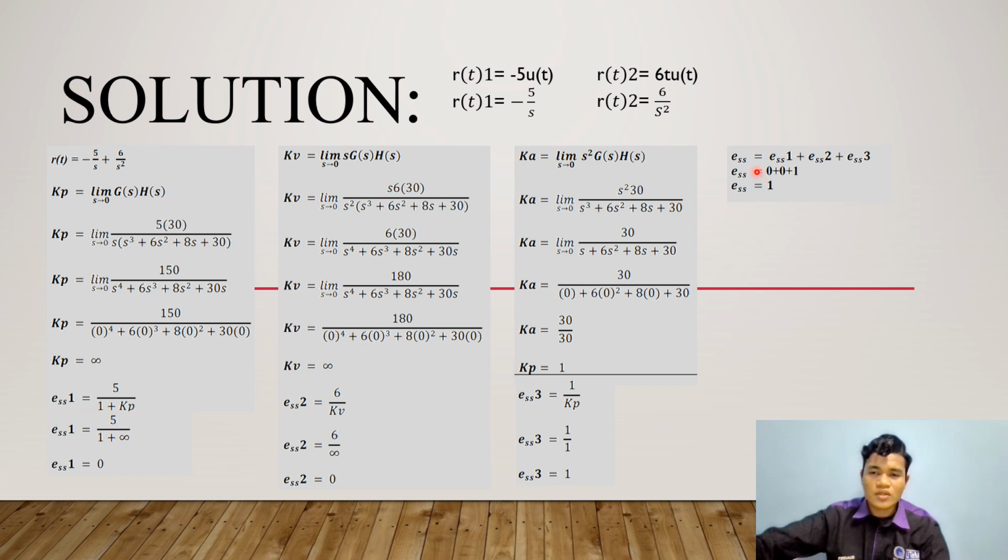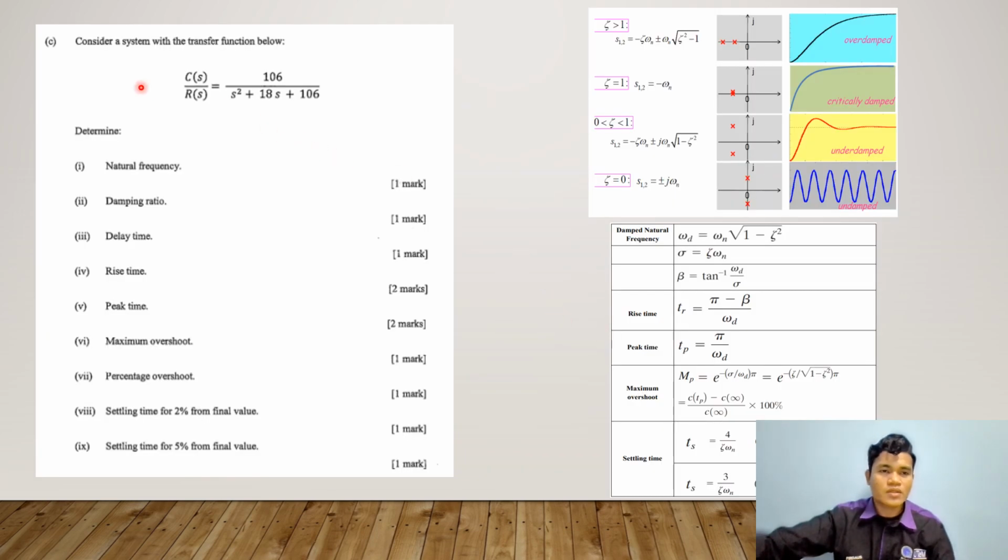So we can conclude that the steady state error equals steady state error 1, steady state error 2 plus steady state error 3, 0, 0 plus 1. Yes, the steady state error is 1. This is the solution for question 4b. So we go into the next question.